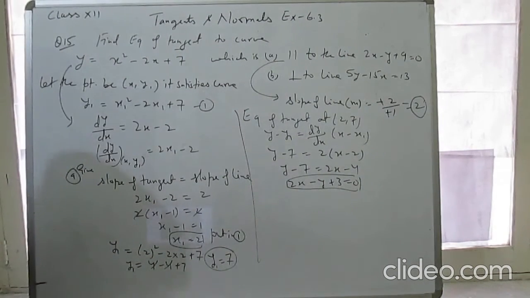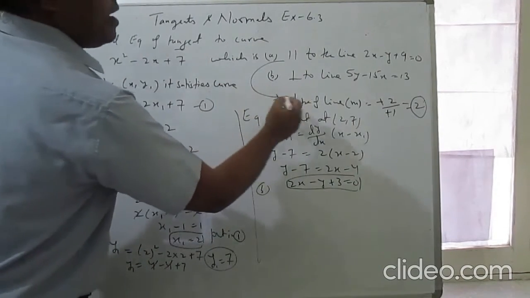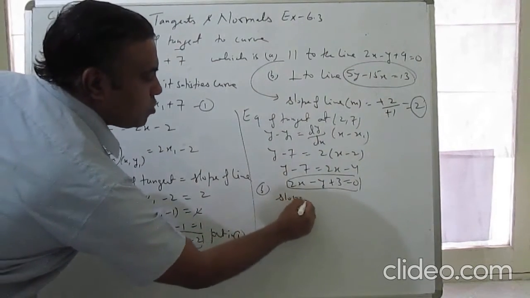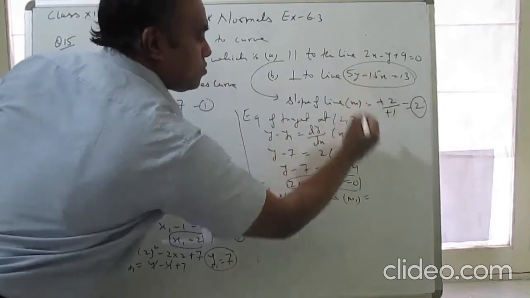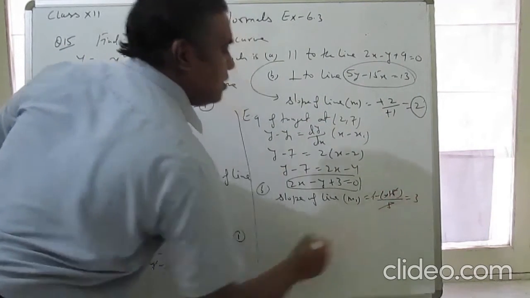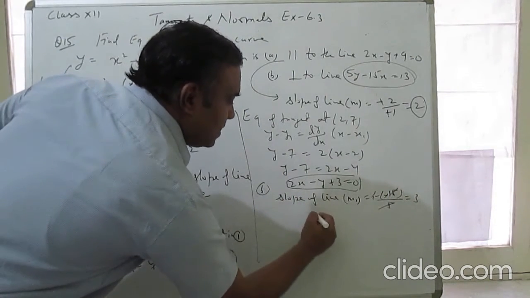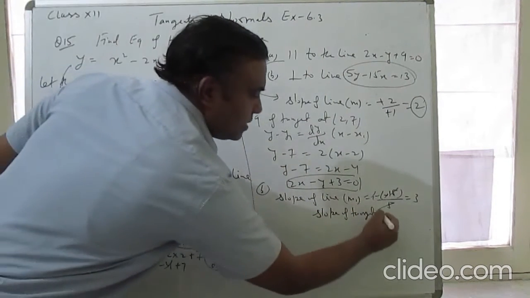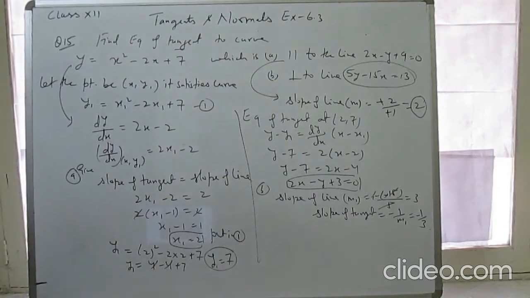Now part (b), slope of line. What is the slope of the line in part (b)? Let us call it m1. Slope is minus coefficient of x upon coefficient of y: minus minus 15 upon 5, the minus minus cancels, this is 3. Slope of line is 3, so what will be the slope of tangent? It is perpendicular, so slope of tangent will be minus 1 upon m1. So it is minus 1 by 3.